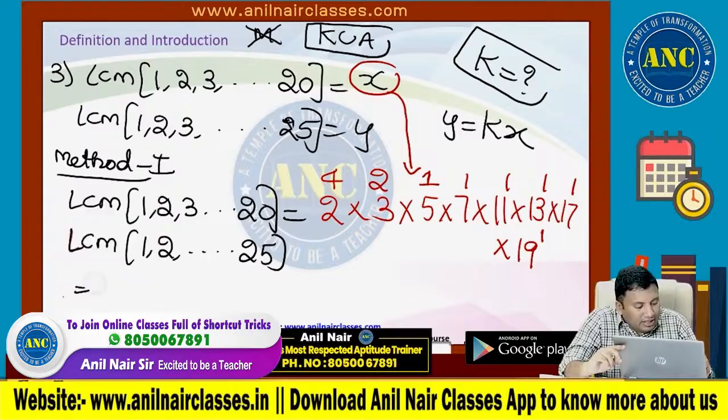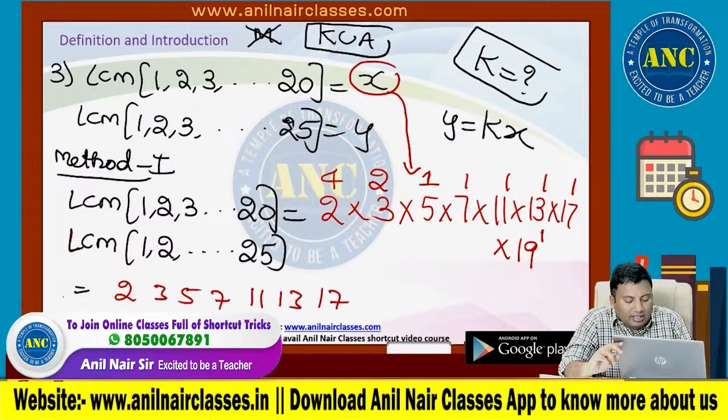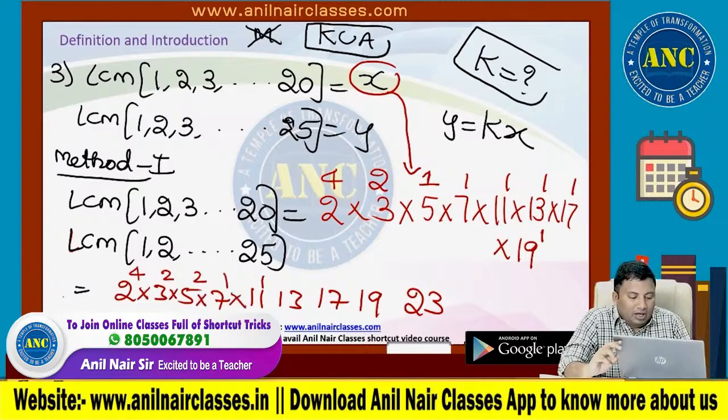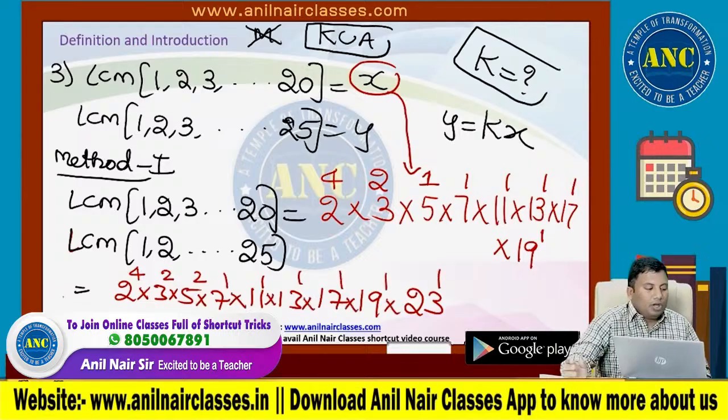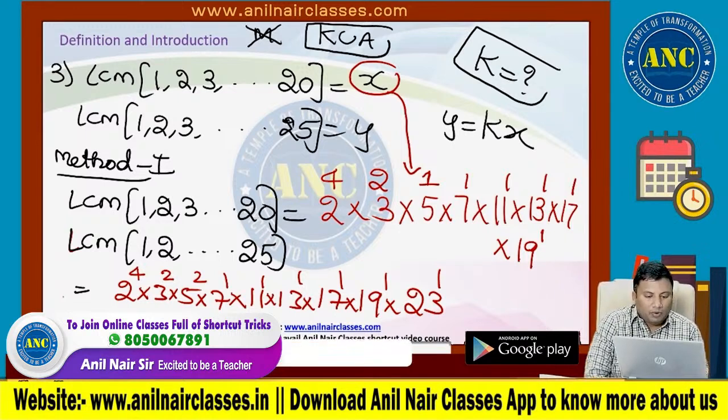If I write till 25, what are all the prime numbers? 2, 3, 5, 7, 11, 13, 17, 19, 23. What is the power of 2 till 25? 2 power 4. Power of 3, 3 square. Power of 5, 5 square. 7 square is 49, remaining all will be 1. I hope it is clear. 2 power 4 into 3 square into 5 square into 7 power 1, 11 power 1, 13 power 1, 17 power 1, 19 power 1, 23 power 1.